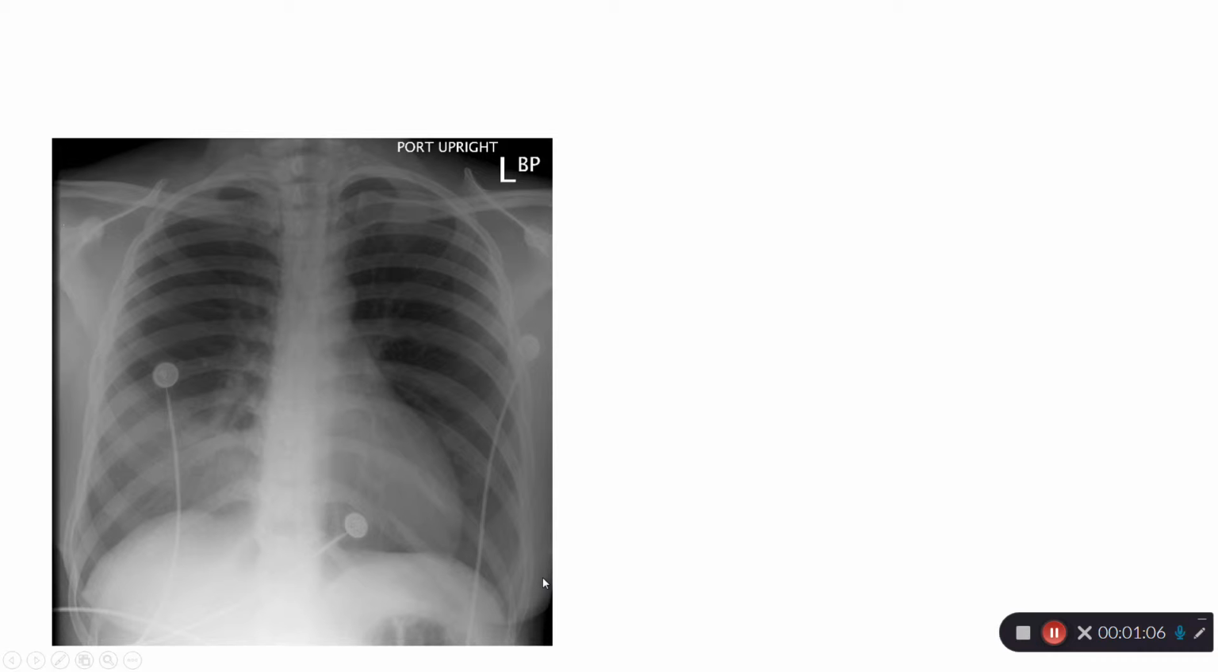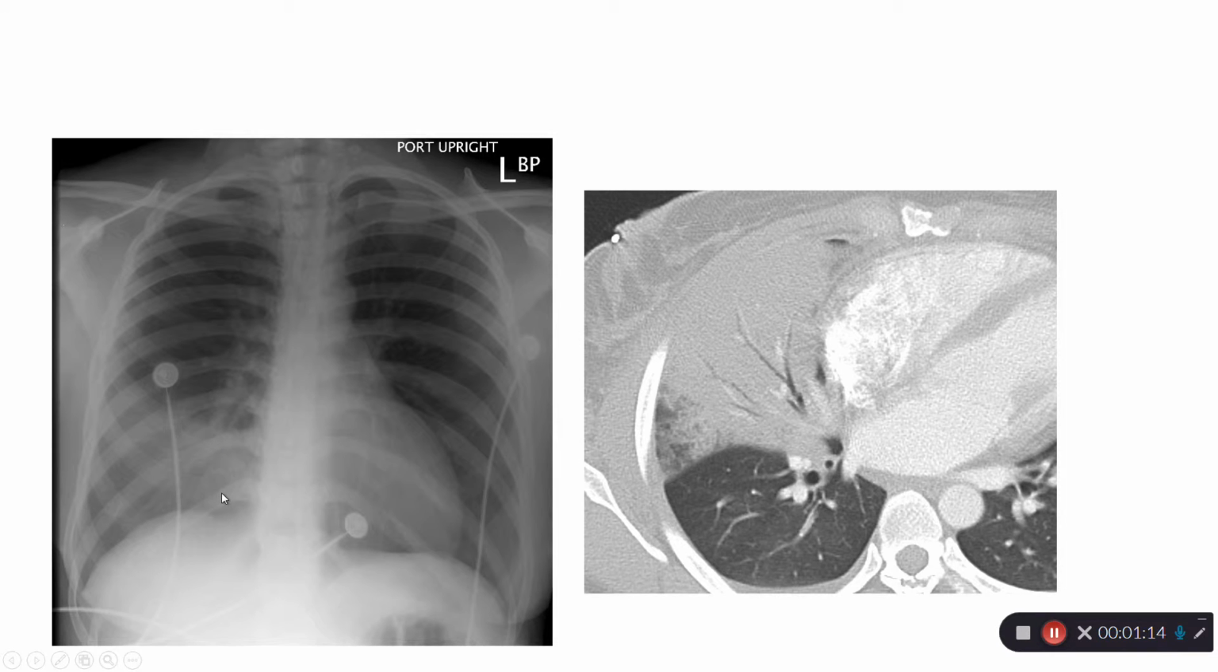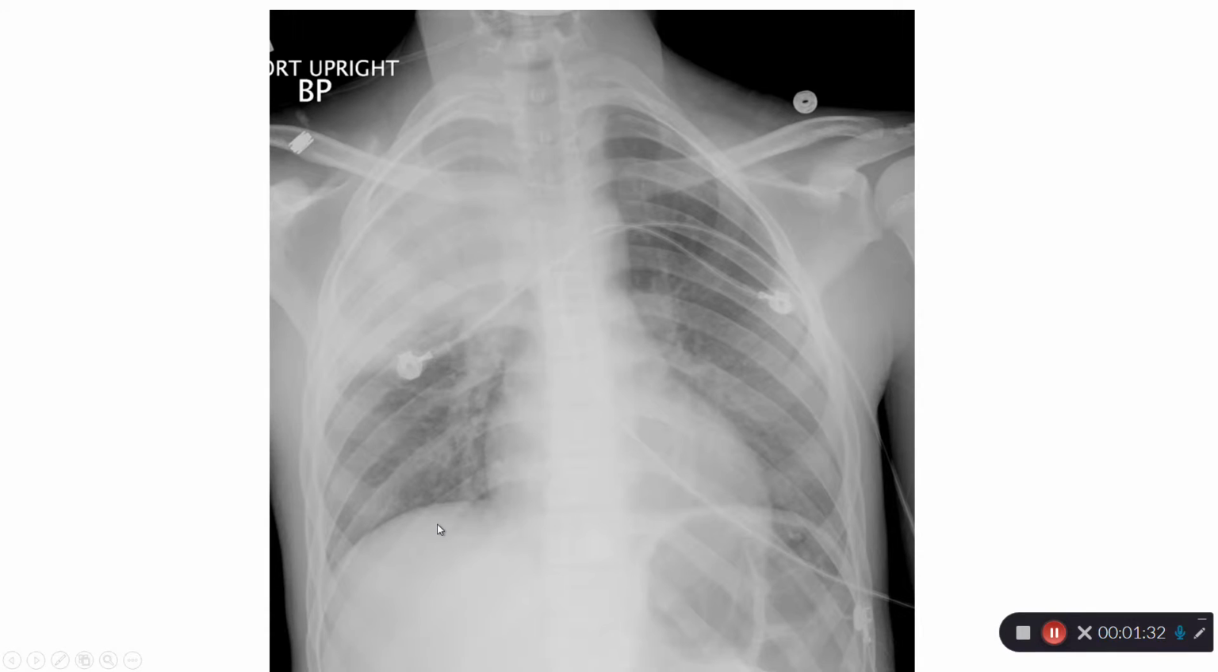So an example of silhouette sign here, we have a frontal view of the chest. We can see that there's an opacity within the right lower lobe, which obscures the right heart border. Here we see a cross-sectional imaging of the chest, this is CT, contrast was given. We can see opacification there. We have a consolidative opacity within the middle lobe. We see air bronchograms corresponding to this abnormality on the radiograph. This is an example of silhouette sign.